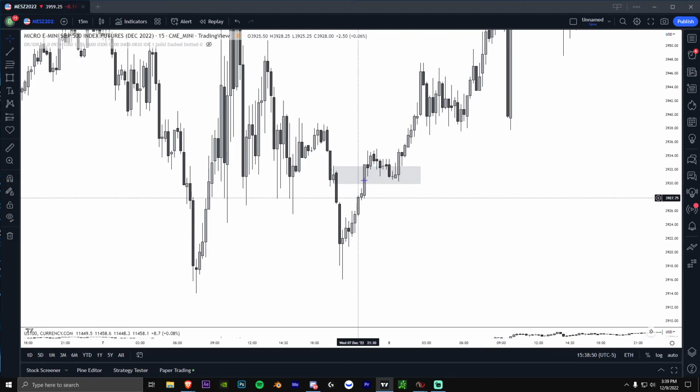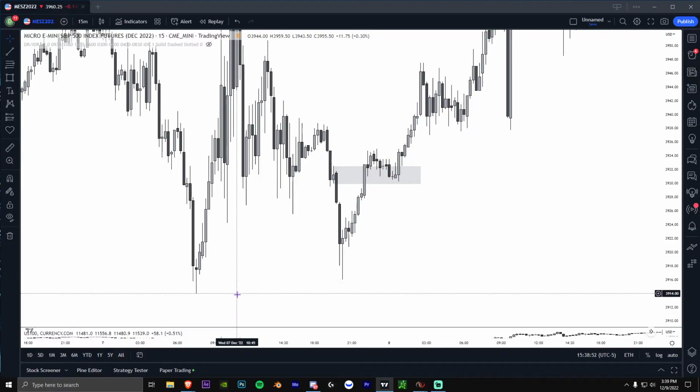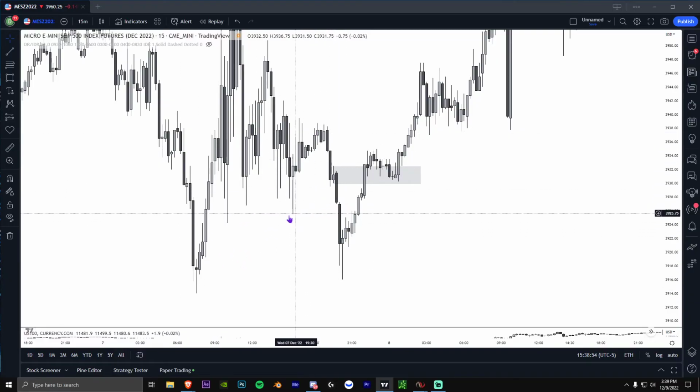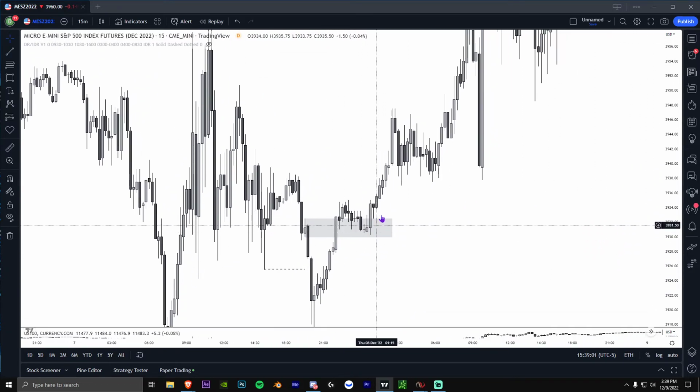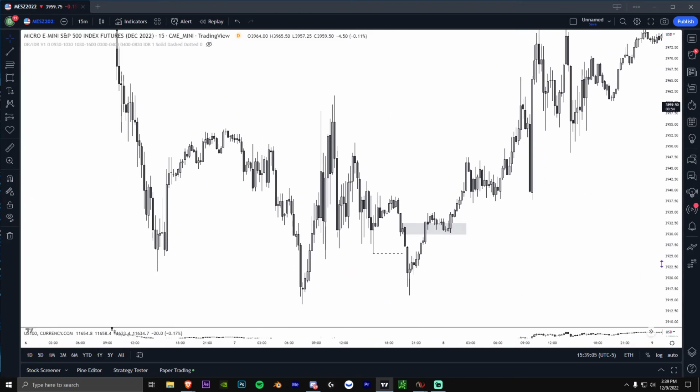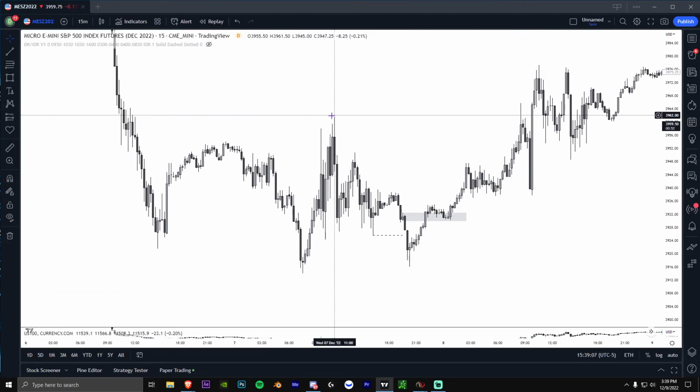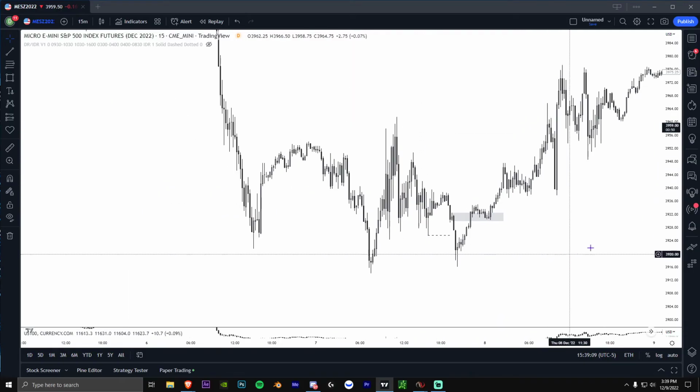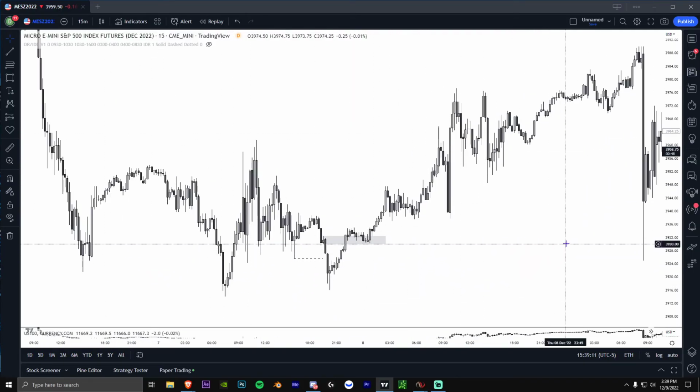But it does end up turning into a breaker block, or actually no, this is a mitigation block. You consider it a breaker because this was the liquidity grab. And we bounce off that, and then that's when you go to the 1 minute, look for a confirmation setup in this area, and then your target would be the high of the day. So this would be the high of the day. So yeah, hopefully you guys understood that a little bit.